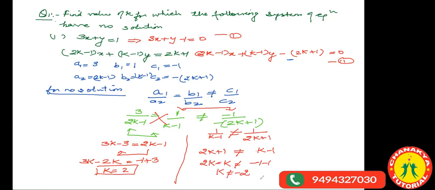So what you will write? The given pair of linear equations has no solution when the value of k is 2. So at the end you will write: the linear equations has no solution when k is equal to 2.